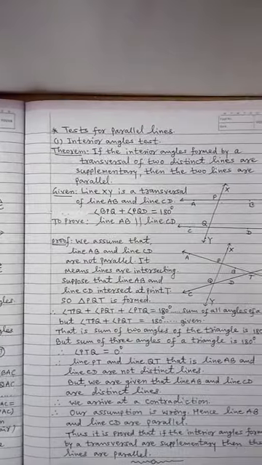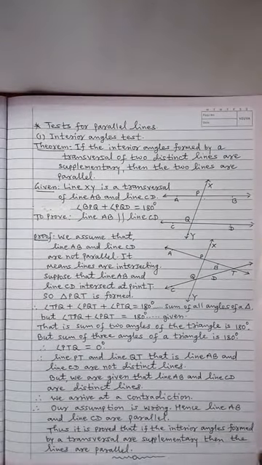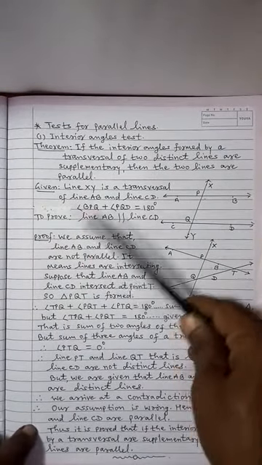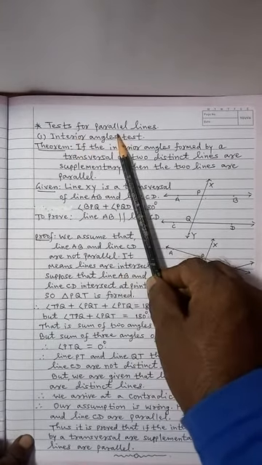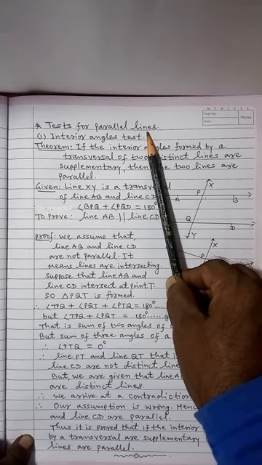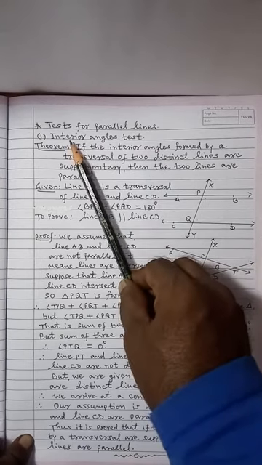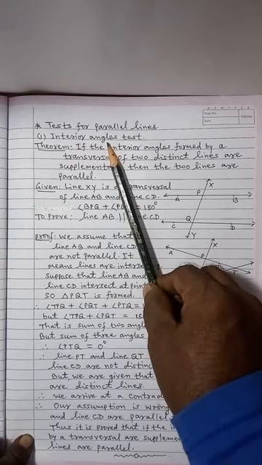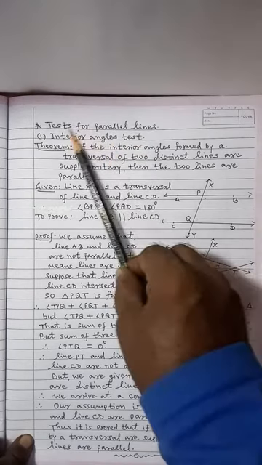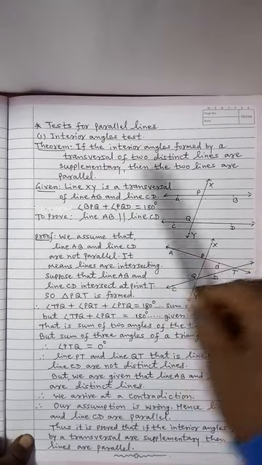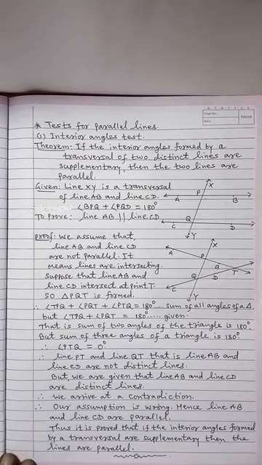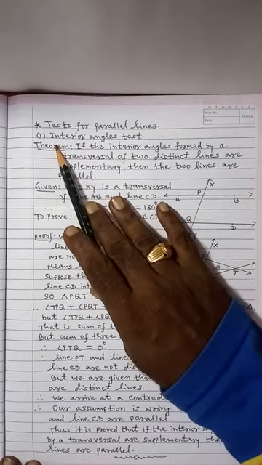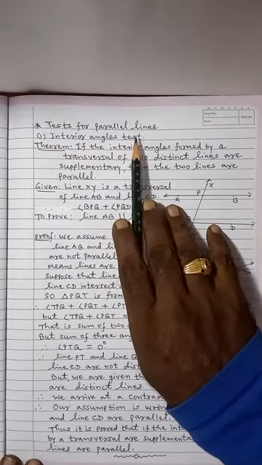Next point is tests for parallel lines. Test number 1: interior angles test. Tests for parallel lines means if two distinct lines are given, then when those two lines are parallel, some tests are there. So test number 1, interior angles test.